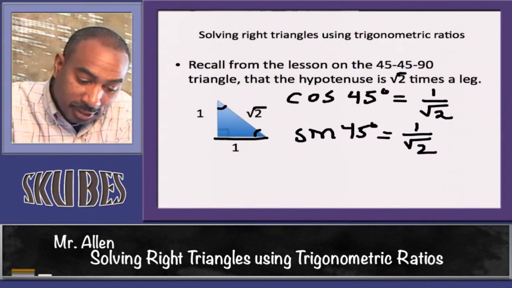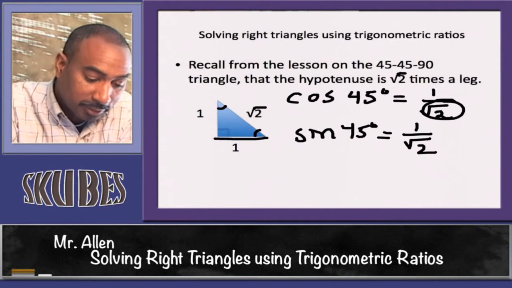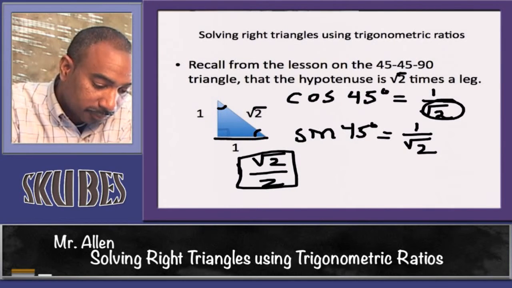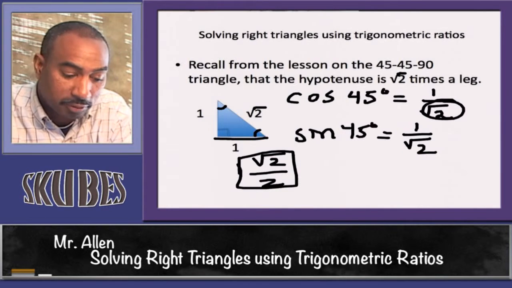But in mathematics, it's not simplified when you have a radical in the bottom of the denominator. So we're going to write it as square root of 2 over 2 when you simplify that, when you see cosine or sine of 45 degrees.